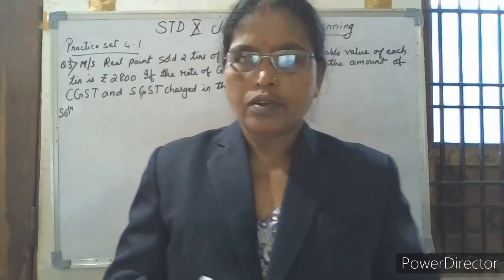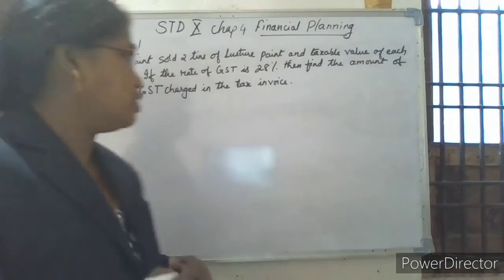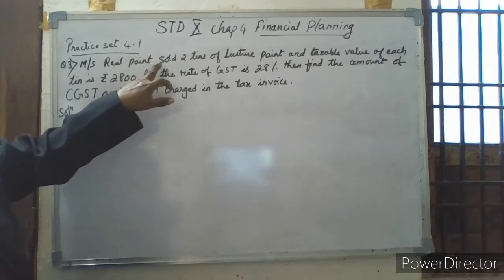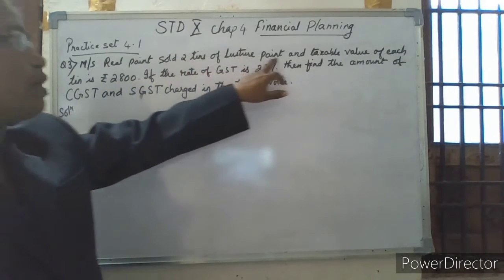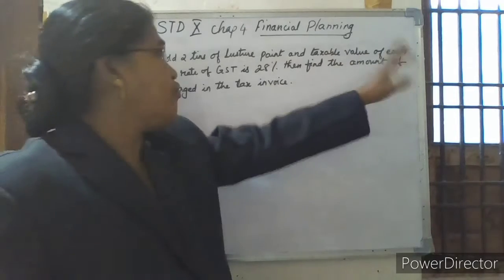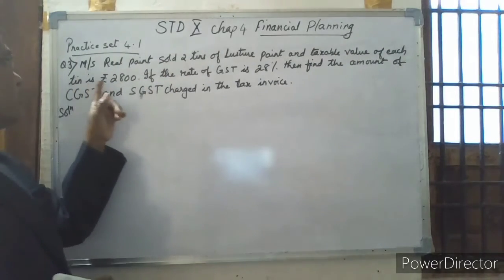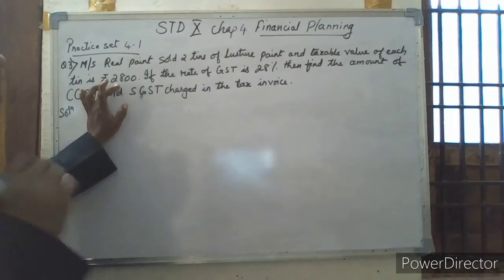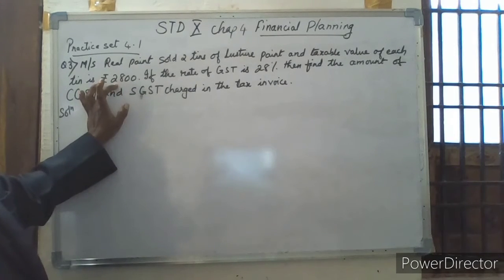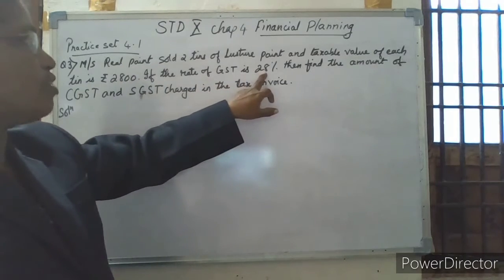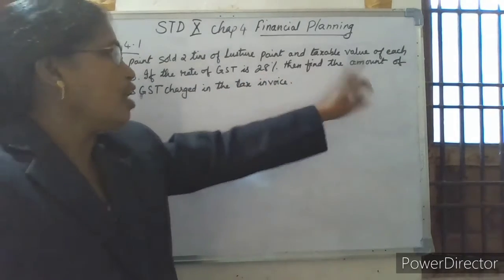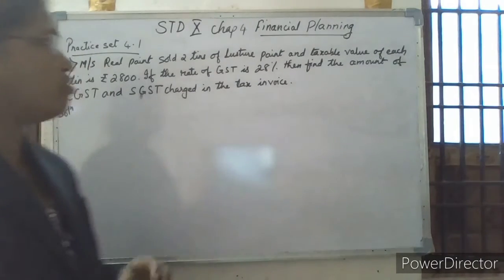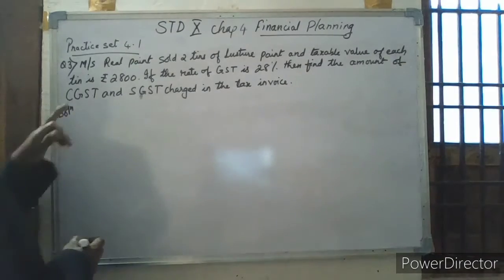So now let's start with the third question. Mr. Real Painter sold 2 tins of luster paint and the taxable value of each tin is 2,800. If the rate of GST is 28%, then find the amount of CGST and SGST charged in the tax invoice. So we have to find out the CGST and SGST.